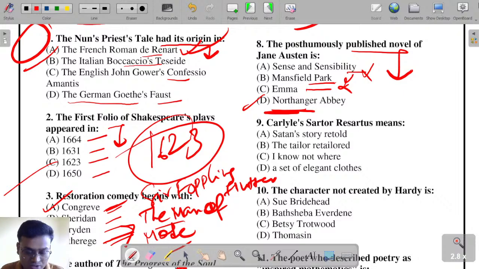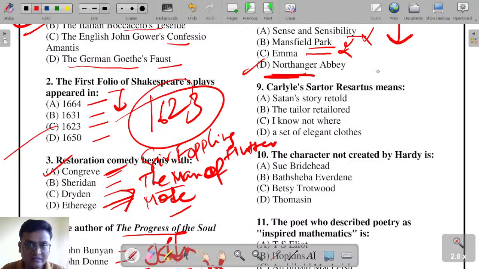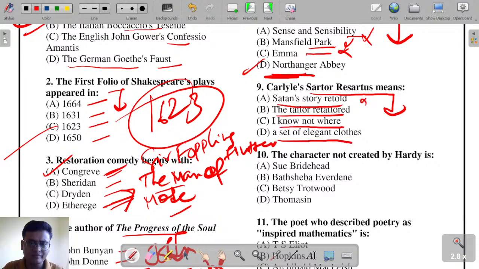Thomas Carlyle, Sartor Resartus, means the tailor retailored, a set of elegant clothes.